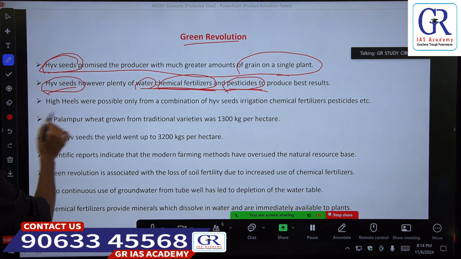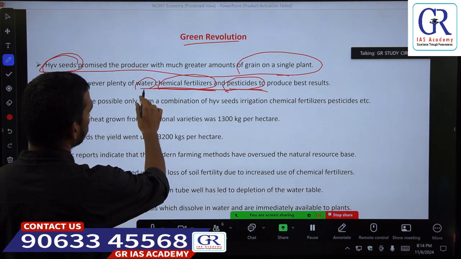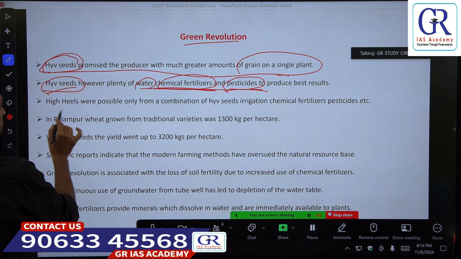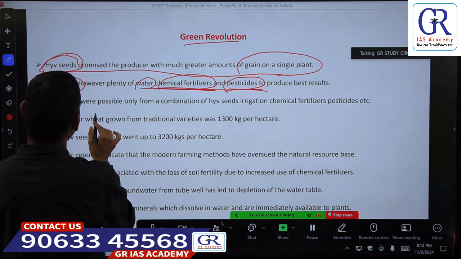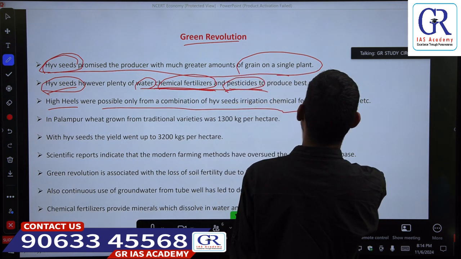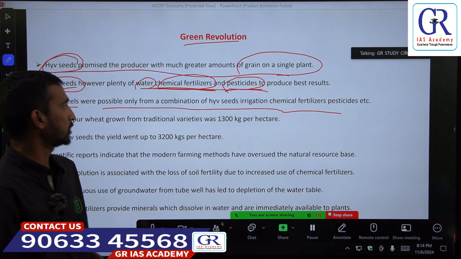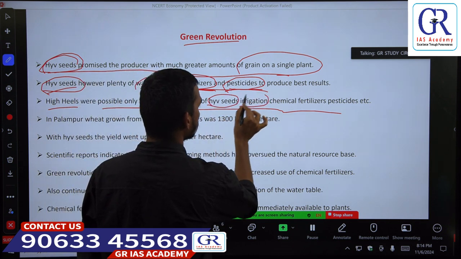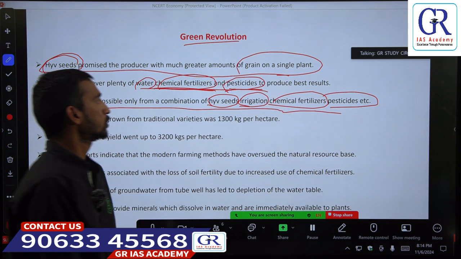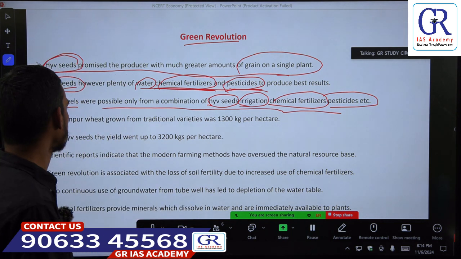So high yield variety of seeds require more water, chemicals, chemical fertilizers and pesticides. High yields were possible only from a combination of HYV seeds, irrigation, chemical fertilizers and pesticides. We can increase productivity only with the combination of HYV seeds, irrigation, that means water supply, chemical fertilizers and pesticides. With all these together, we can increase production and productivity levels in the country.